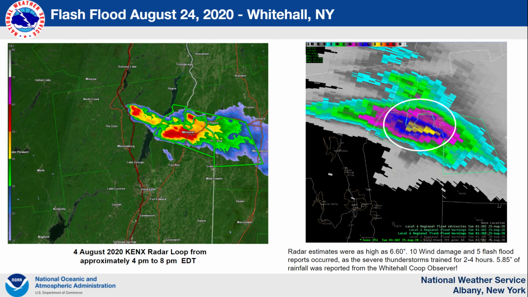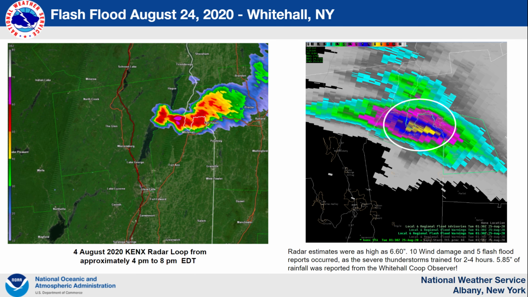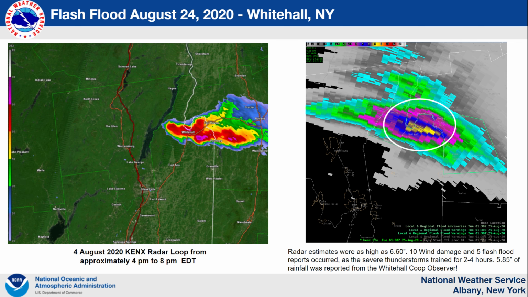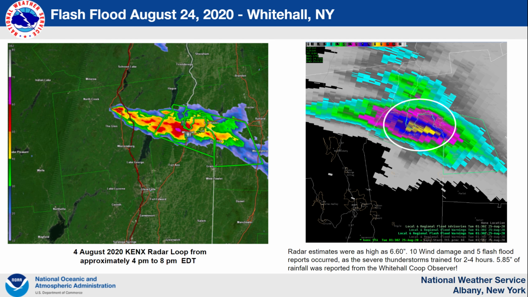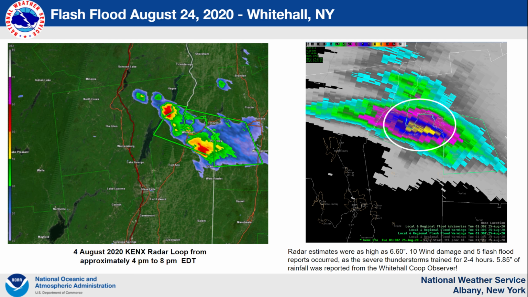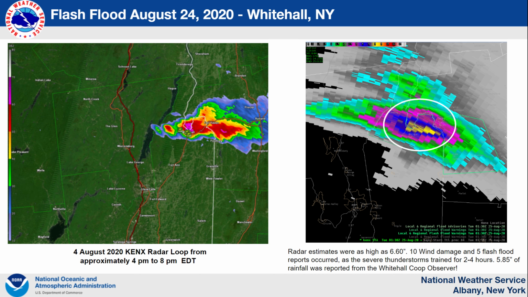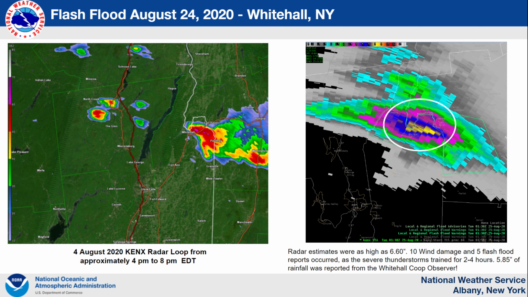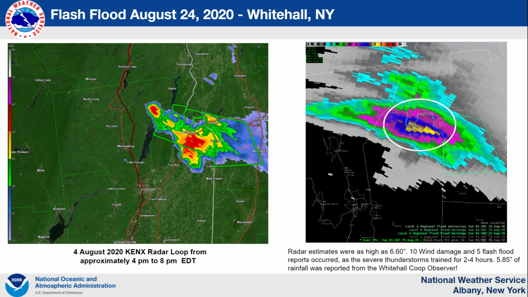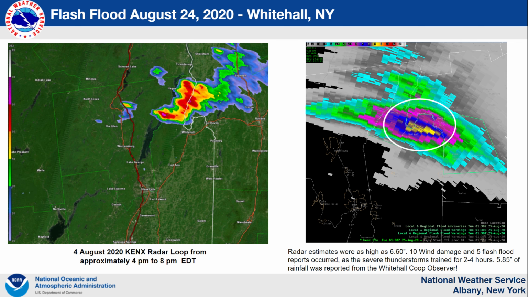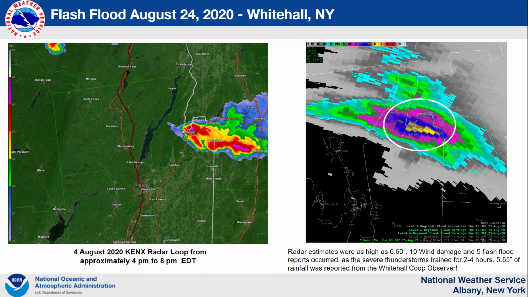Alrighty, we will move over to another flash flood event that happened in 2020. This is in Whitehall, New York. On the left, you can see the radar image where we actually had just kind of training thunderstorms moving over the same area for several hours, producing some very heavy rainfall, and that prompted a flash flood in this region. So that is a 4-hour radar loop. On the right side is just an image of radar estimated rainfall, and some estimates within that 4-hour period were as high as over 6.5 inches.